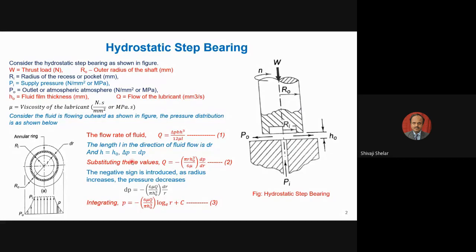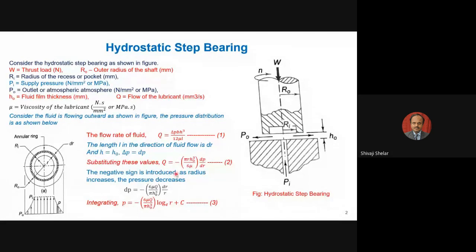Let's say we want to analyze this problem. What we are considering is a small thickness dr at radius r. We take a circular element here, having thickness dr and radius r. So what is the flow across this thickness? We are considering flow across this length, so the length in the flow direction is dr. The length in the direction of fluid flow is dr in this case.